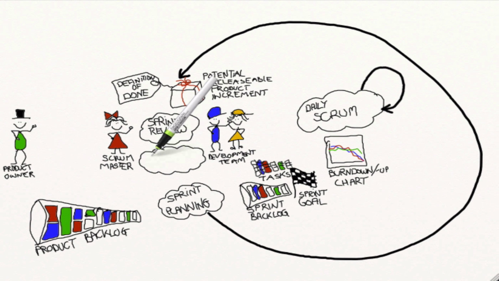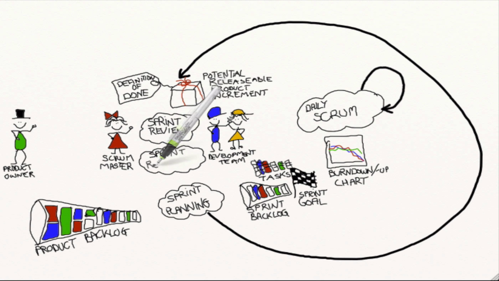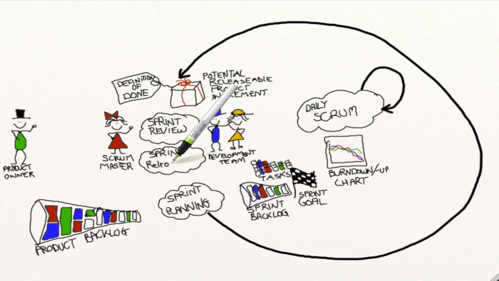This event offers an opportunity for the development team, the product owner, and the Scrum Master to inspect themselves and create a plan for improvements to be enacted on during the next sprint. And then it's time for the next sprint. And that starts, yeah, you guessed right, with the sprint planning, and then everything repeats itself again.